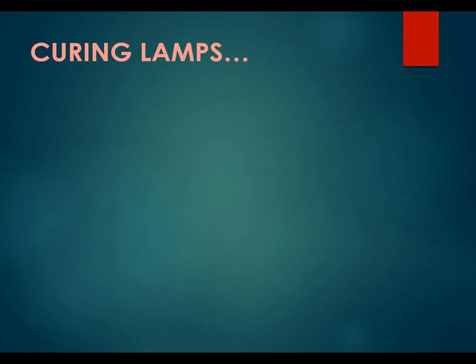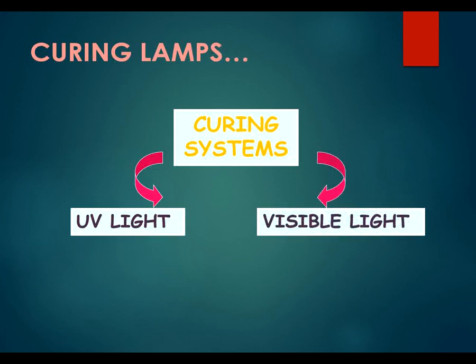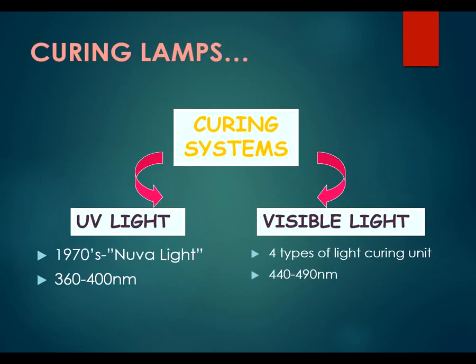Let's talk about curing lamps. There are two curing systems which we are using in dentistry. One is UV light. It was discovered in 1970, also called Nuva light. Its wavelength is 360 to 400 nanometer, and the other system is visible light. There are four types of light curing unit, and their wavelength is in the range of 440 to 490 nanometers.